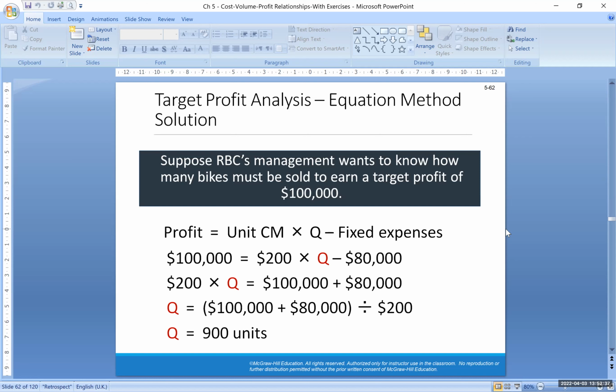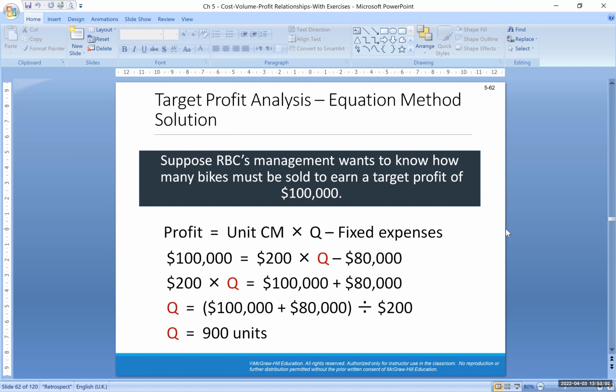So we are exceeding the break-even. Again, just to remind you, break-even means profit is zero. Now, if I need to attain $100,000 as a profit, then we are exceeding the break-even point. We need to sell 900 units in order to get $100,000 as a profit.